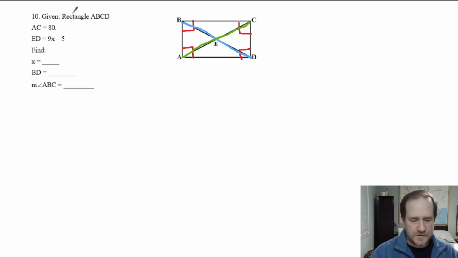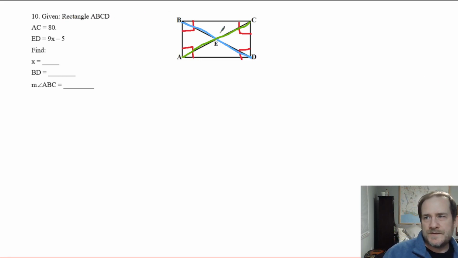You didn't need to know the right angle thing for this particular problem, but you definitely needed to know that the two diagonals are the same, because they're telling us that AC, the green diagonal, is 80. And that's useful to know, because if the green guy's 80, and the green and blue have to be congruent, then that means the blue guy's 80.